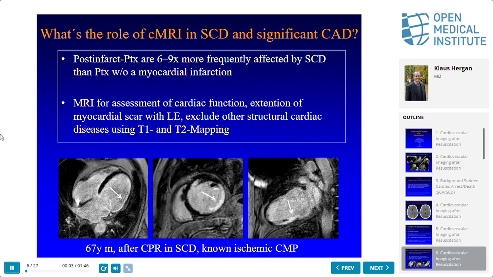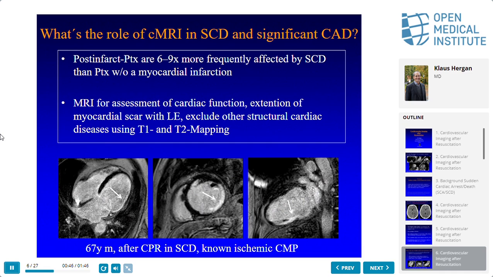What's the role of cardiac MRI in sudden cardiac death in patients with a significant coronary artery disease? This is what we can show, if there are other changes in the myocardium, like functional disorders or structural disorders, and we can do this with T1 and T2 mapping, because in some cases you have no late enhancement, no enhancement at all, but you see some structural differences in the myocardium with this T1 and T2 mapping.